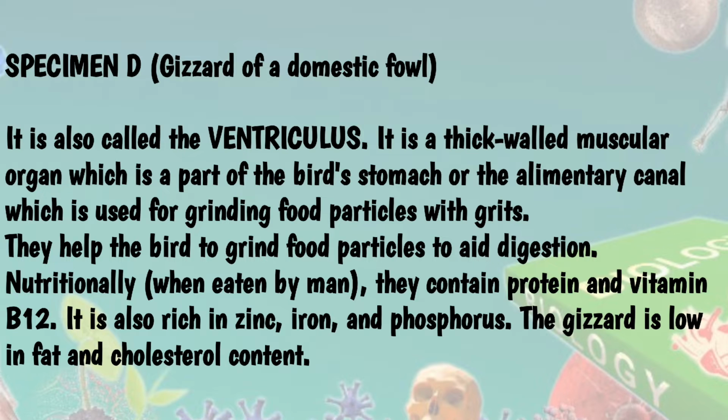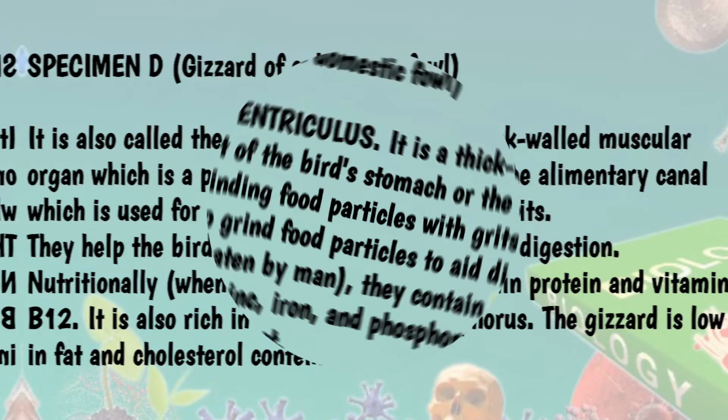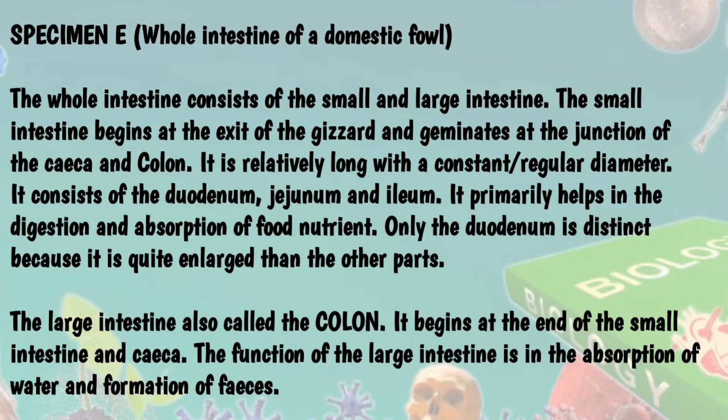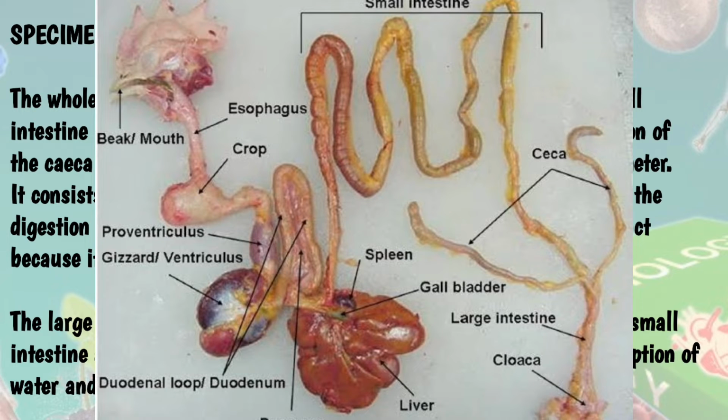Nutritionally, when eaten by man, they contain protein, vitamins, and they are rich in zinc, iron, and phosphorus. They have very low fat and low cholesterol content. So moving on to specimen E, which is the whole intestine of a domestic fowl. The whole intestine consists of both the small and the large intestine. Now, where does the small intestine begin and where does it end? It actually begins from the gizzard.